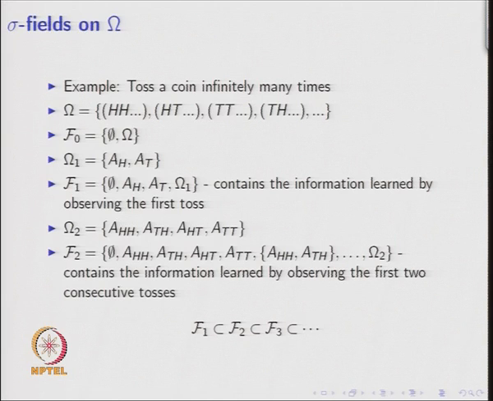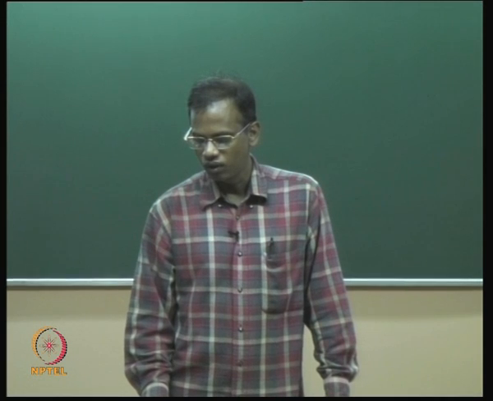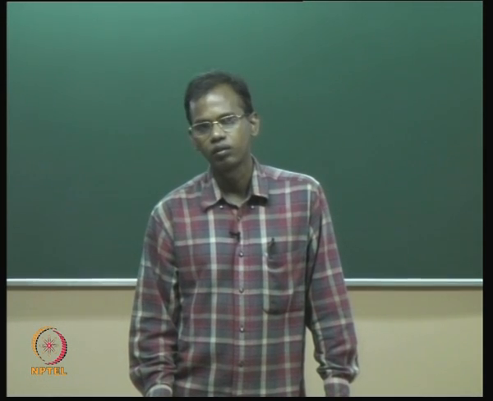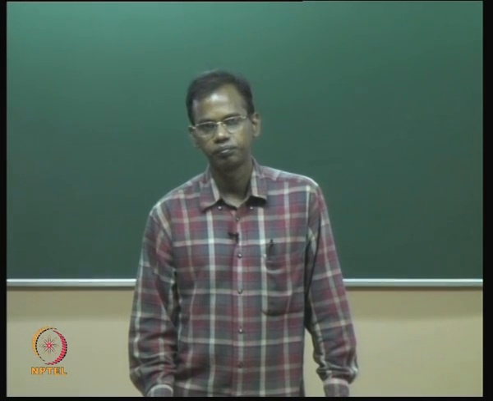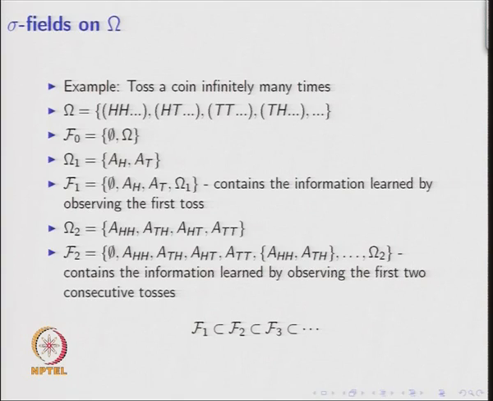if you find the limit of Fn, that is going to exist, and that is going to be F infinity in the notation, and in notation we can write it as F. So, this consists of the information learned by observing infinitely many tosses, that is the sigma field F. So, this is the way one can create the sigma fields on omega.